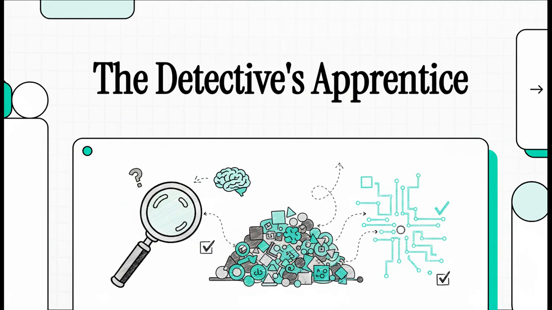Have you ever wondered how a machine, basically a blank slate, goes from knowing absolutely nothing to solving really complex problems? Well, today we're going to follow one. We're going to tag along with a machine learning algorithm, our detective's apprentice, as it goes on a quest to find knowledge hidden deep inside a pile of data.